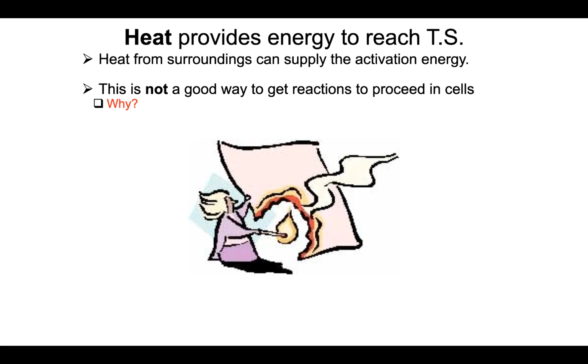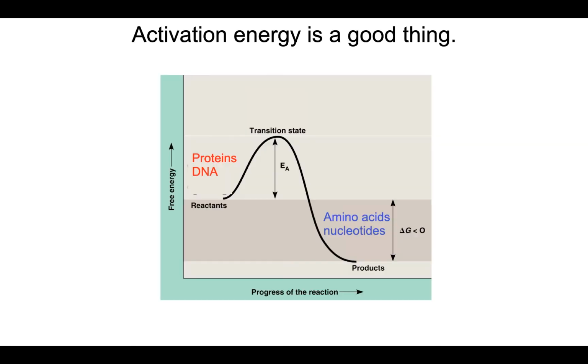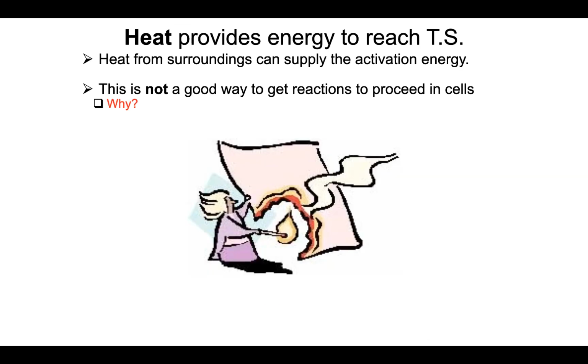One way is a maybe hypothetical way, because it's actually not a way cells use, but hypothetically, we can use heat, right? Heat would be the energy that would allow those reactants to reach that transition state and then give rise to the products. But heat is a horrible strategy for cells for two reasons.